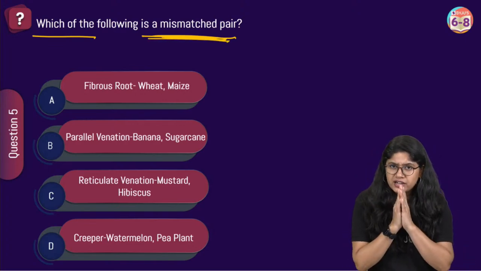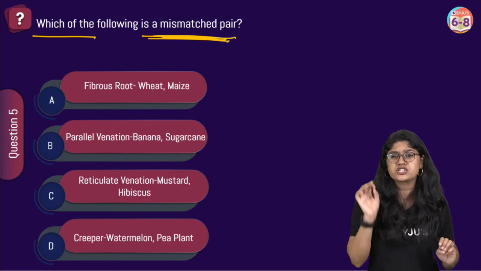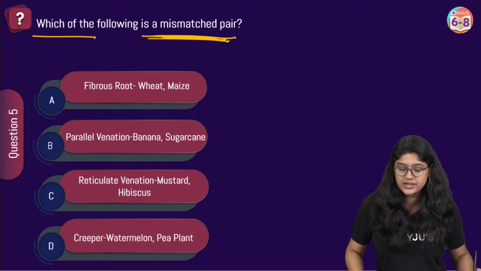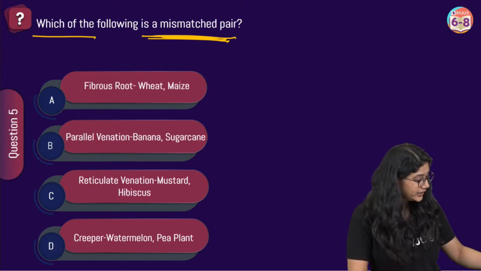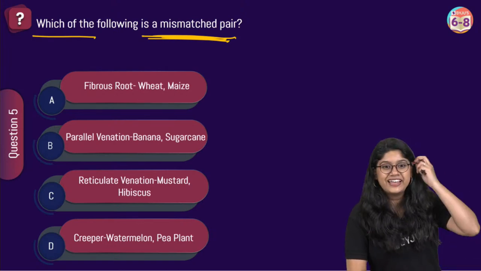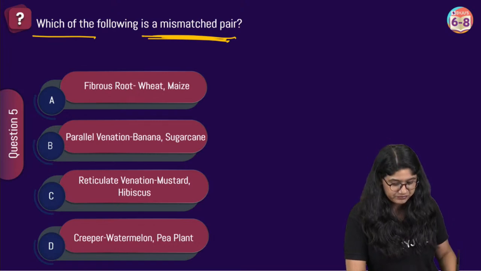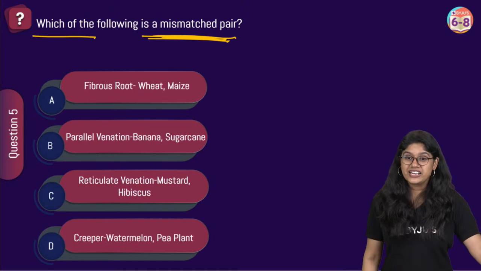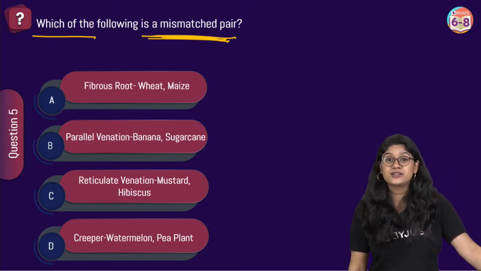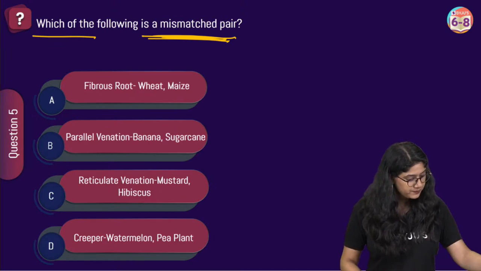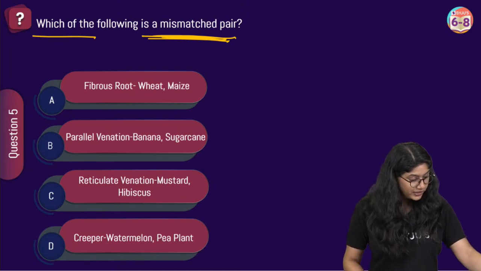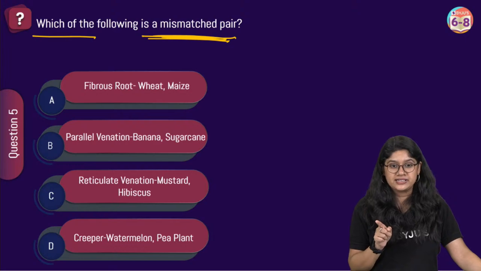Three are correctly paired with each other. There's one which is mismatch. We have to find that and we can have the polls now. Yes, look at the options carefully, everyone. Then we will discuss the answer. We have fibrous roots. We have parallel venation. We have reticulate venation. And then we have the creepers. 45 of you have actually voted for the correct answer.